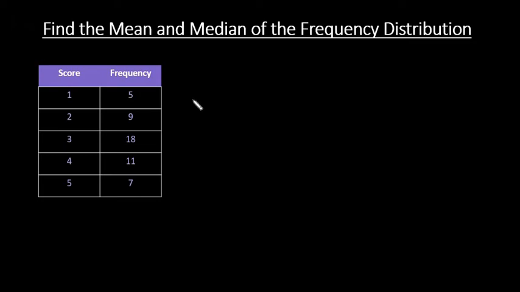Hi, for this video what I want to do is show you how to find the mean and the median of a frequency distribution. So what we have here is a frequency distribution that represents a score that can happen from 1 through 5, along with the frequency of the people that got that.